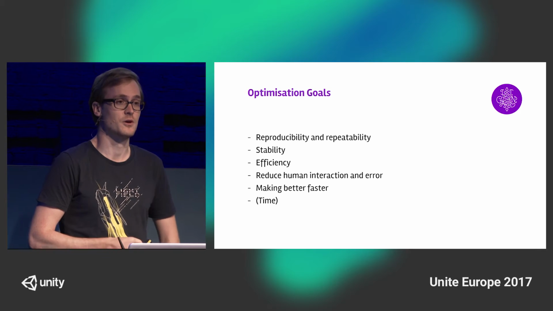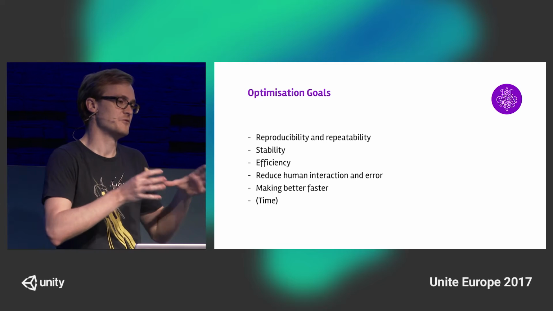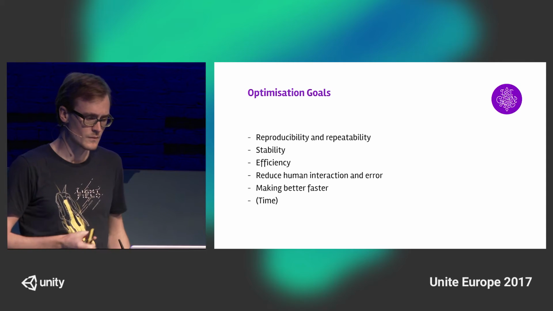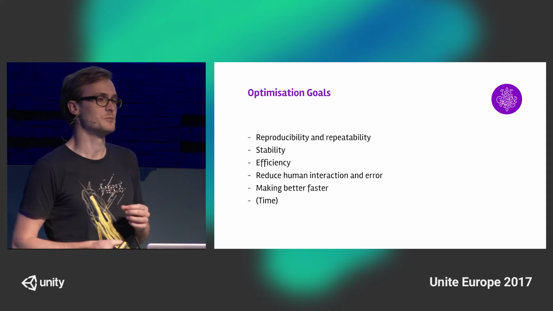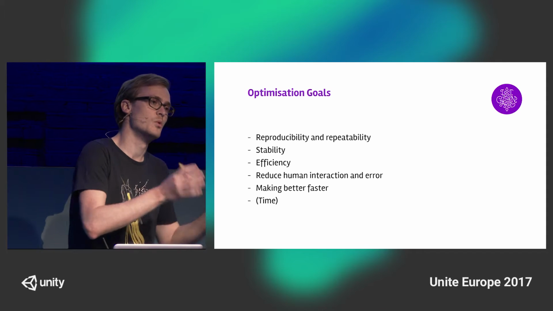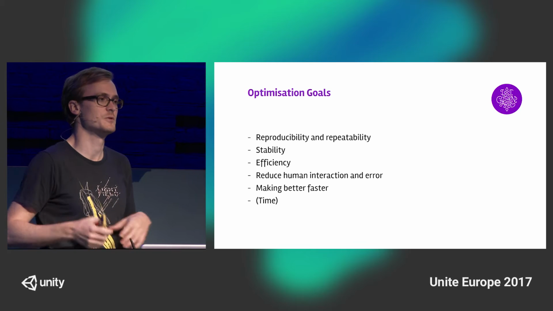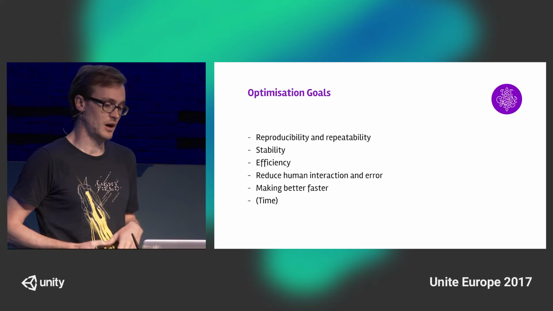Reduce human interaction error. Through the build pipelines, we manifest our process, and we try to reduce error that way. And in the end, making better faster. That's also going a bit towards the time direction, allowing us to push the envelope in what we do, because we don't have to focus on creating builds, but we can spend our time somewhere else.